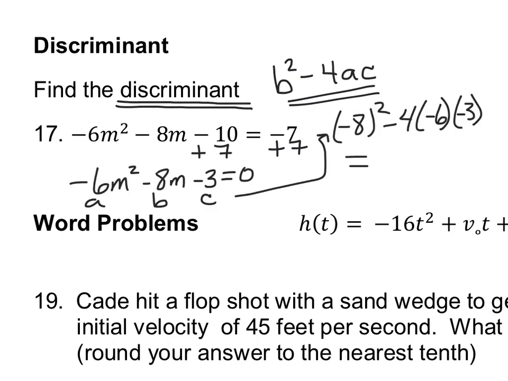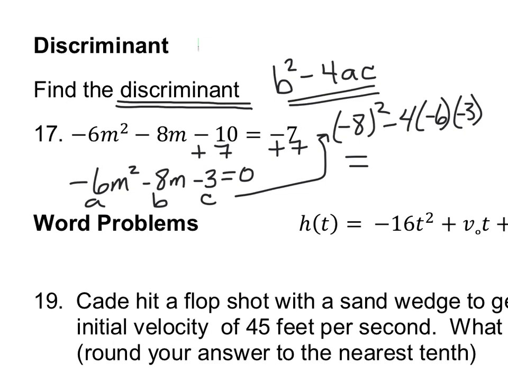Okay, so I have rewritten my equation. So I have negative 6m squared minus 8m minus 3. My A is negative 6, my B is negative 8, and my C is negative 3. And I'm going to plug that into my discriminant formula. So negative 8 squared minus 4 times the negative 6 times the negative 3.